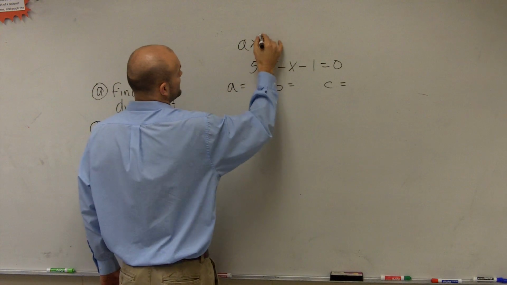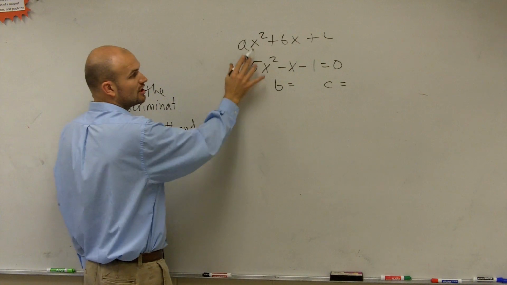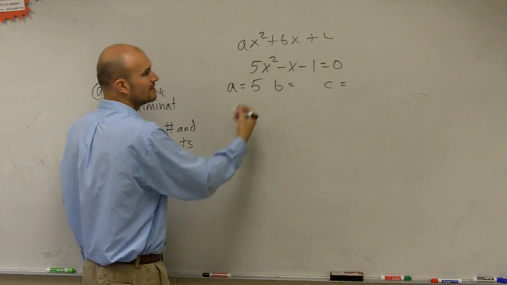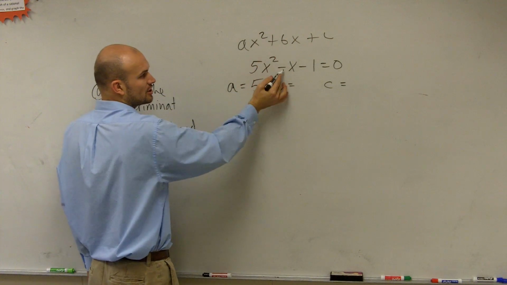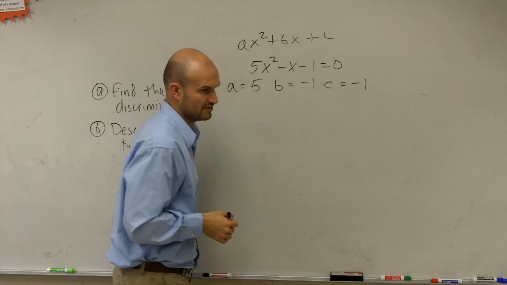I have ax squared plus bx plus c. Remember, a is going to be my coefficient of my quadratic term, so it'll equal 5. B is my coefficient of my linear term, which in this case is -1. And c is my constant, which is also -1.